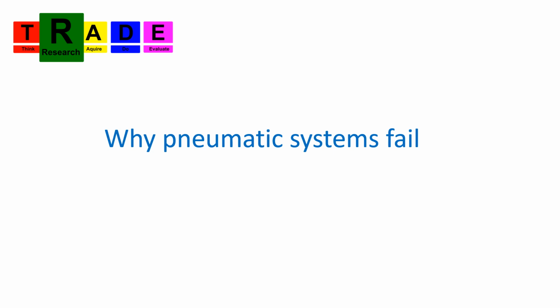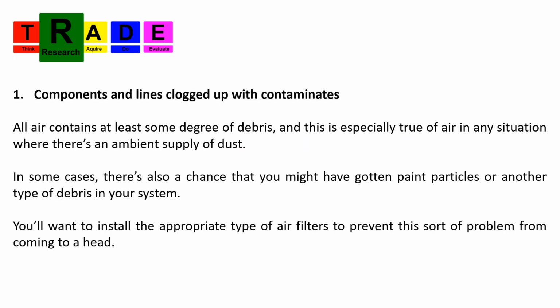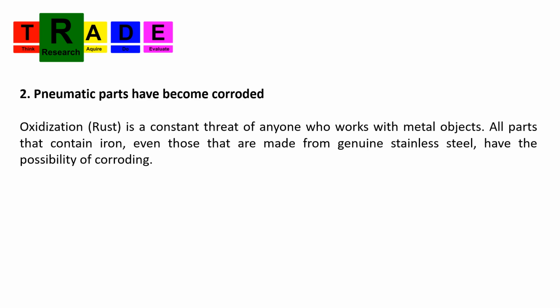Let's have a look at why pneumatic systems fail. So let's do some research. Components and lines clogged up with contaminants. The air supply could be contaminated. Contamination could be water, particles, rust particles. Is the filter clean? Is it working correctly? Pneumatic parts can be subject to corrosion. Is there any corrosion of components in the circuit which is causing contamination?